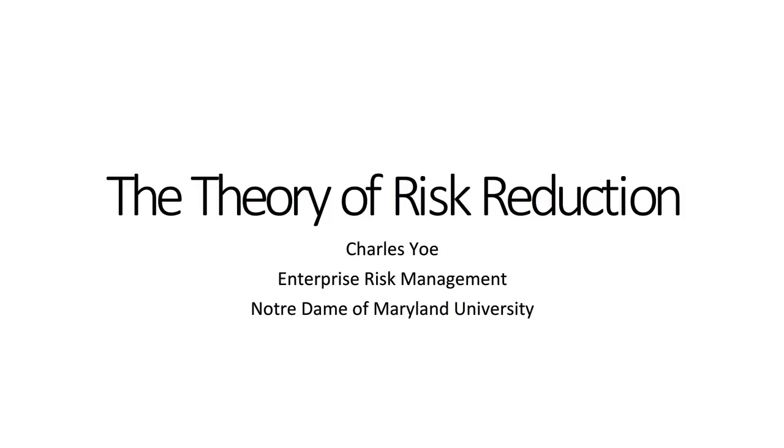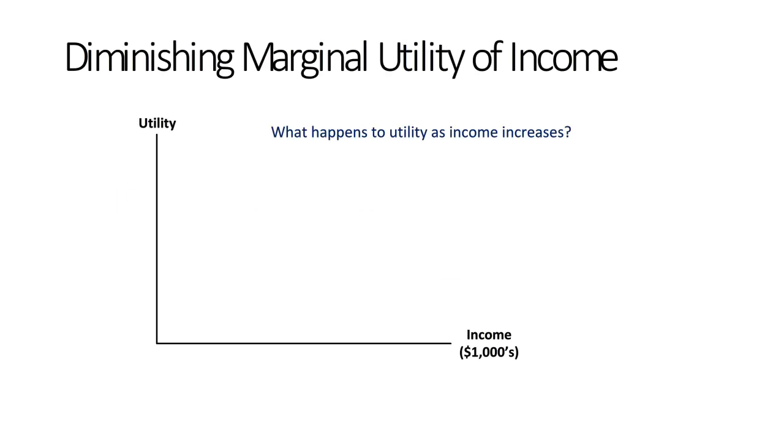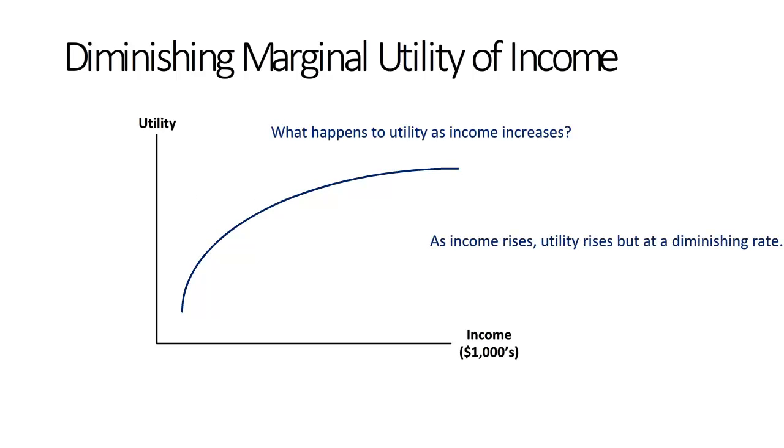In this video, we take a closer look at risk and ways to reduce it from a theoretical perspective. Risk aversion is the tendency of people to refuse to accept fair gambles. People, and by extension many organizations, tend to be risk averse. We saw in an earlier video that diminishing marginal utility explains why people tend to be risk averse.